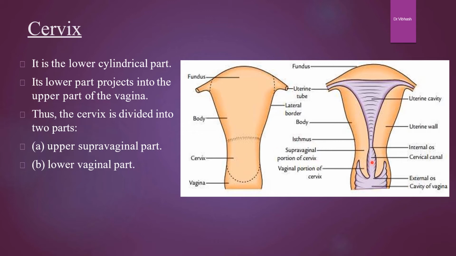Here you can see further about the cervix. The cervix has an internal os, a canal and an external os. Os means opening. Internal opening and external opening. Internal opening communicates with the uterine cavity and external opening communicates with the vaginal cavity.